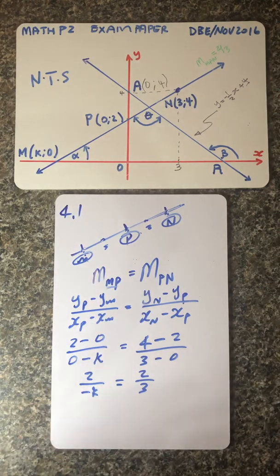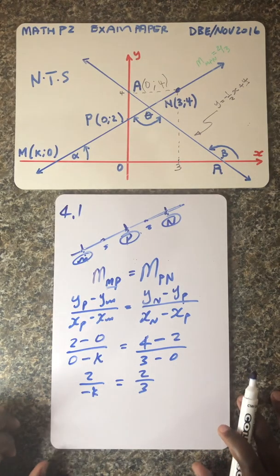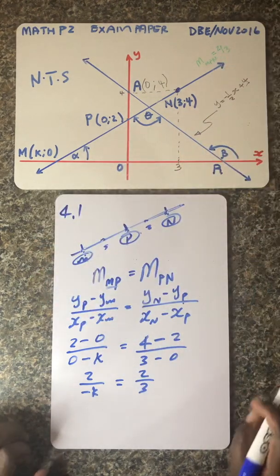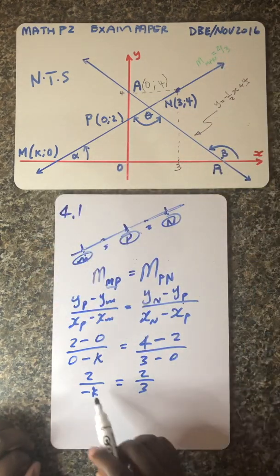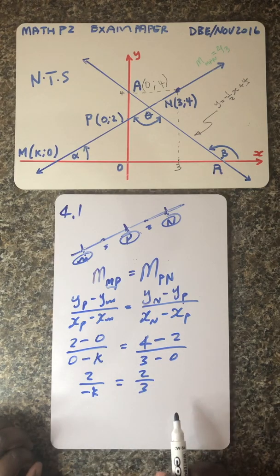So guys, it's very important to note down that information, because you never know, we might need it to solve some of the upcoming questions. So that means the gradient of that line is equal to 2 over 3. Now we just continue to solve for this k, which is what the question wants us to calculate.